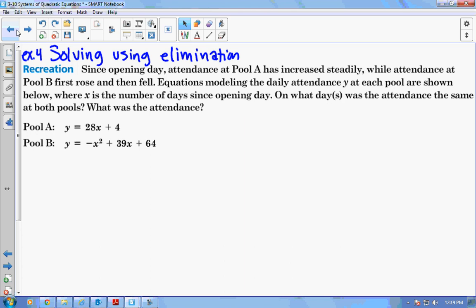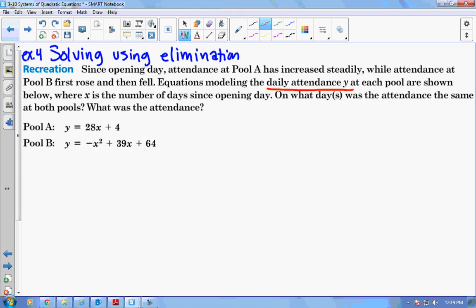Since opening day, raise your hand when I say something important. Since opening day, attendance at pool A has increased steadily, while attendance at pool B rose and fell. Equations model the daily attendance Y. What should I underline? That's important. And not just Y. Daily attendance is representing Y. Pool A increased steadily, which means pool A was linear, which we see down below anyway. Pool B rose and then fell. That's a quadratic. If you go up and then down, that's a quadratic.